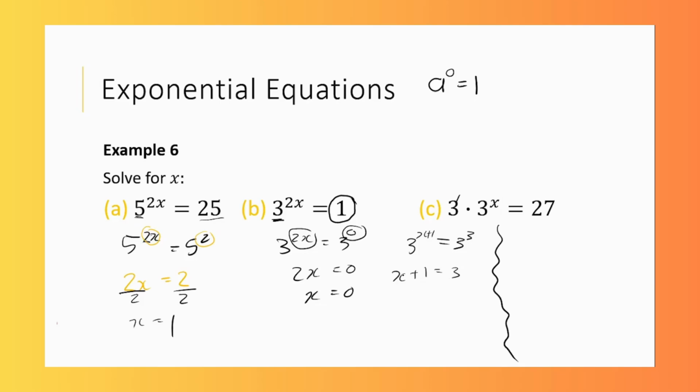Okay, but we only want x. We don't want the answer for x plus 1. So this plus 1 needs to move to the other side, and we do that by using the inverse operation, of course. So we're going to subtract 1 on both sides so that we can get x is equal to 2.